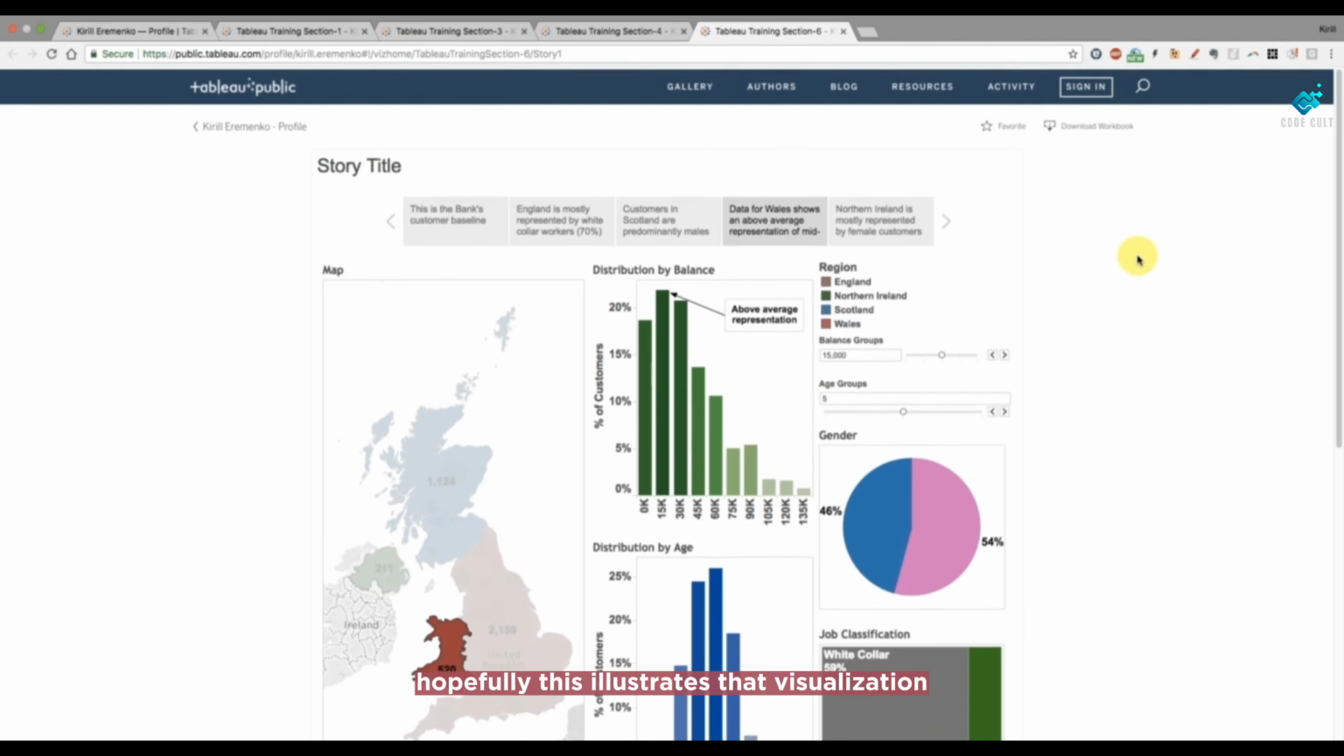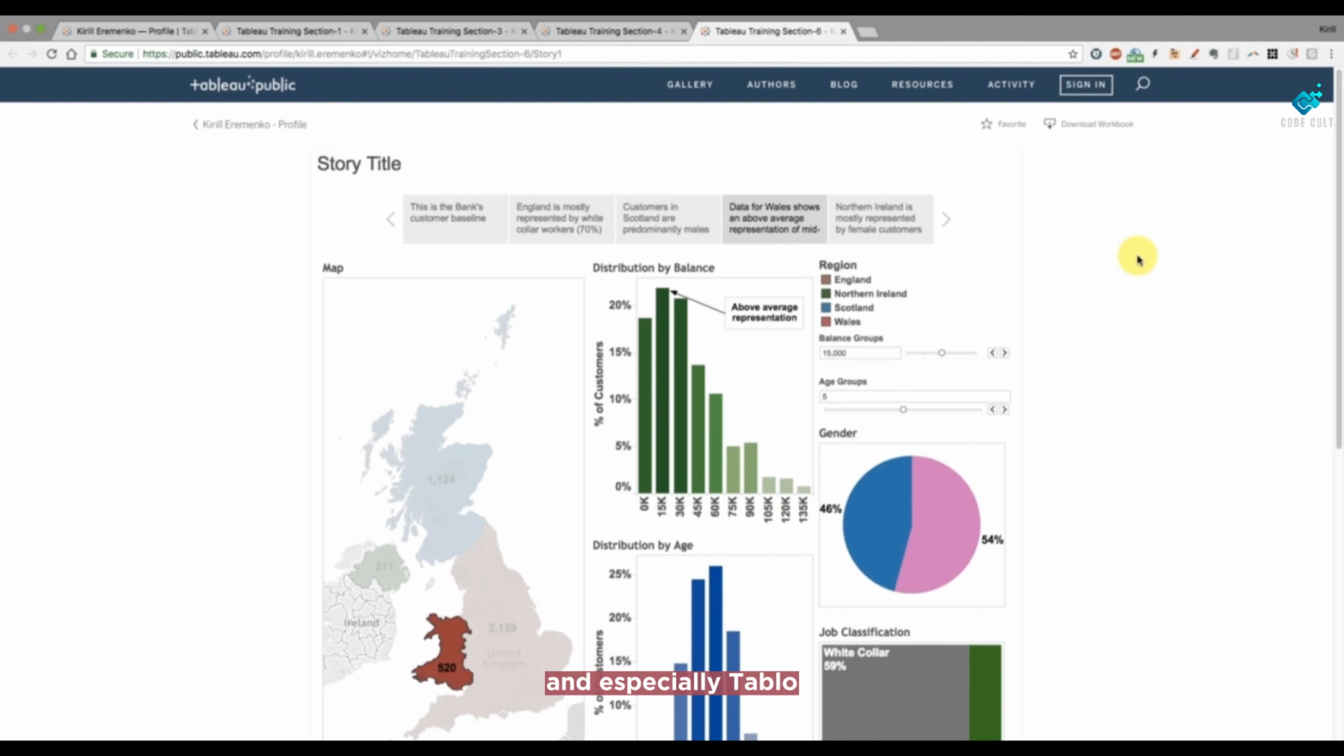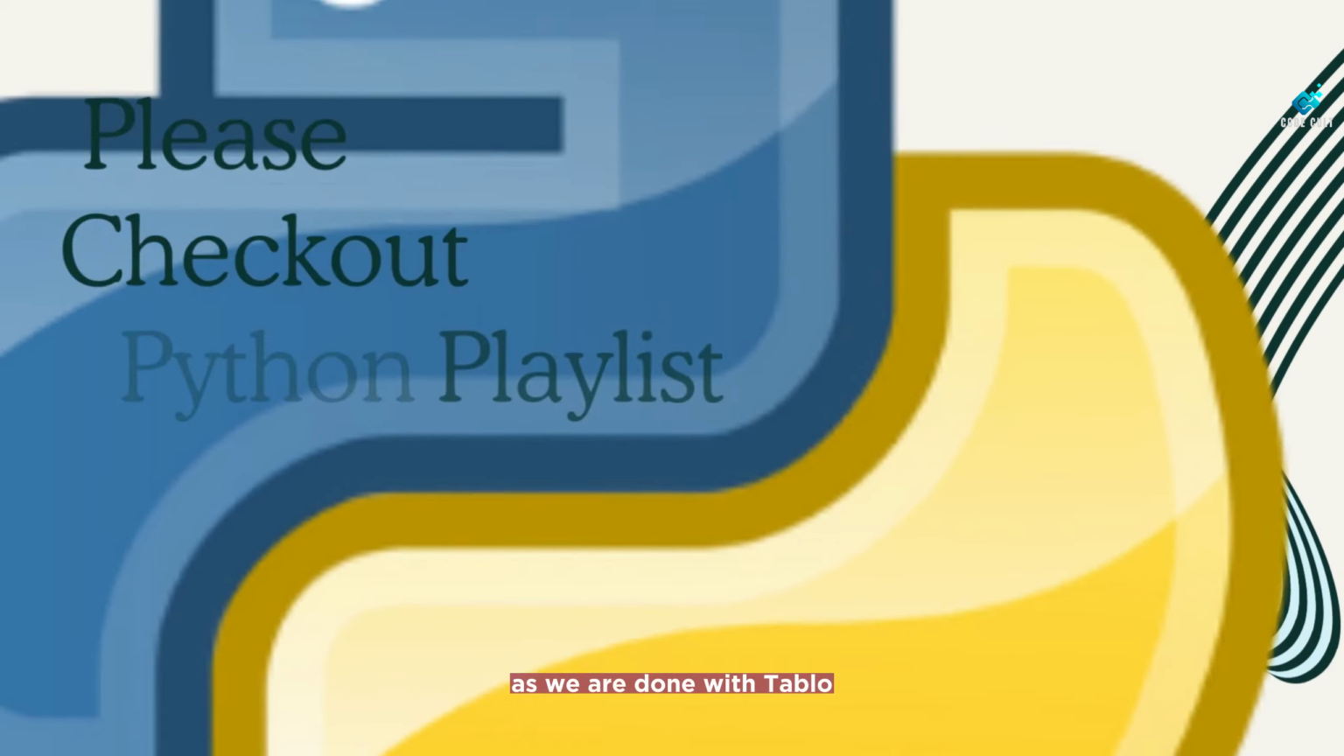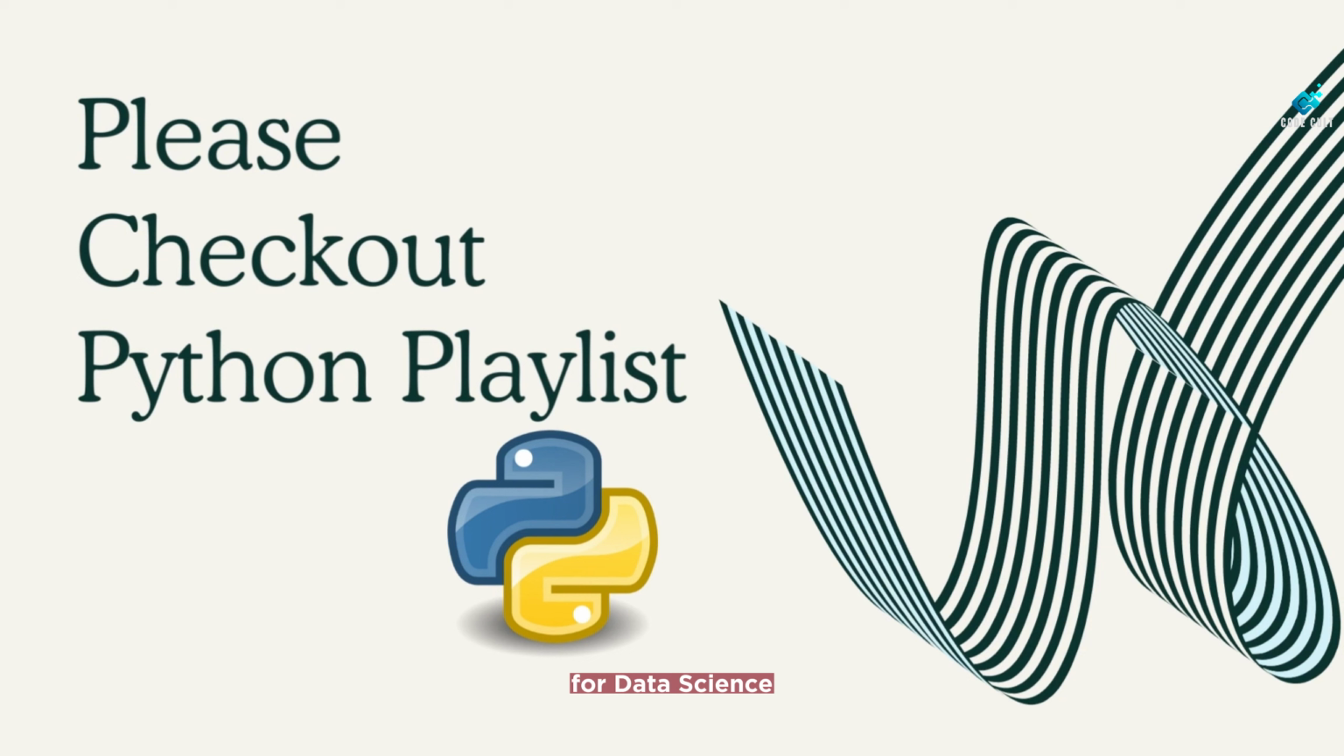Hopefully this illustrates that visualization, and especially Tableau, is not as boring as repeating the same visual all the time. All of these charts were also created in Tableau. It's all drag and drop, and these don't take that long. So you can have a lot of power in your hands, not just in an analytical sense but also from a visualization standpoint, creating beautiful insights with tools like Tableau, and there are a couple of other tools available on the market as well. As we are done with Tableau, next is Python for data science.